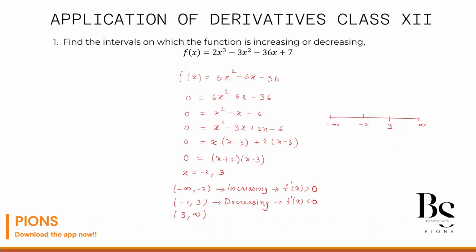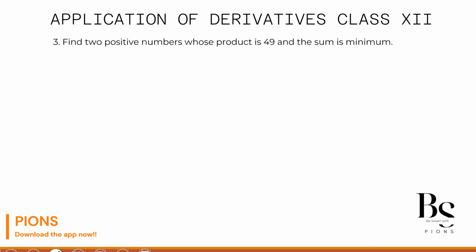Now let's move to our third interval. The third interval is 3 to infinity. Let's take 10 again. So f prime 10 will be equal to 6 times 10 square minus 6 times 10 minus 36. So this will be 600 minus 60 minus 36. Again, you will get a positive result. So if f prime x is greater than 0, which means a positive result, the given function is increasing in this interval. Done. So these are the intervals in which the given function is increasing and decreasing.